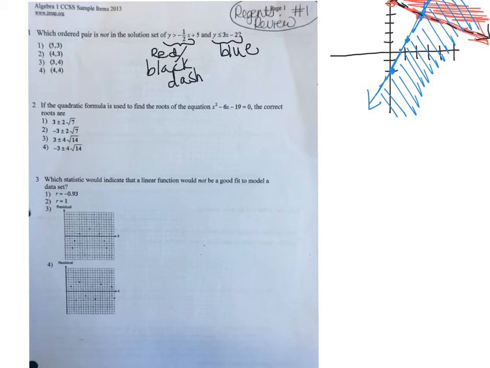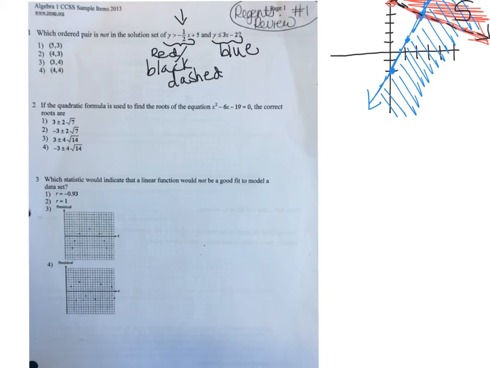So since all the values for y are greater than this red line, I shaded above the line, and for the blue line, all values for y are less than, so that's below the line. And as you can see, where the blue and the red overlap, that is our common solution set. So if we check each of these values, the first one is (5, 3).